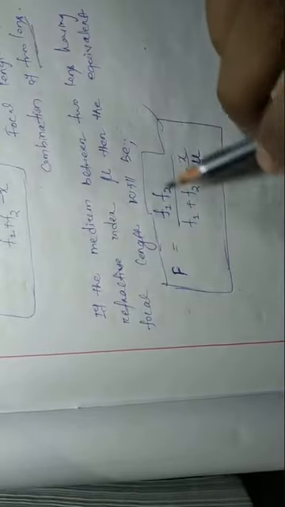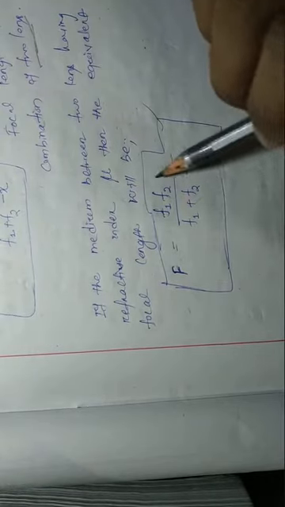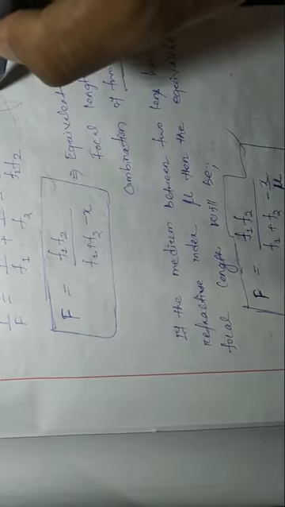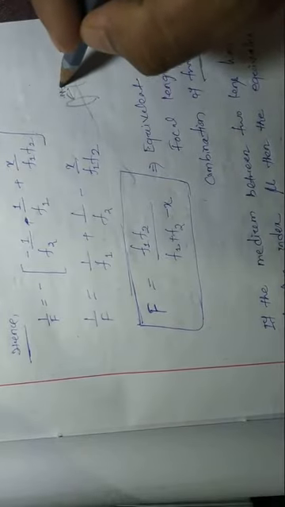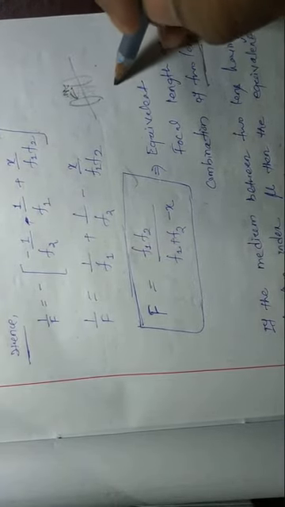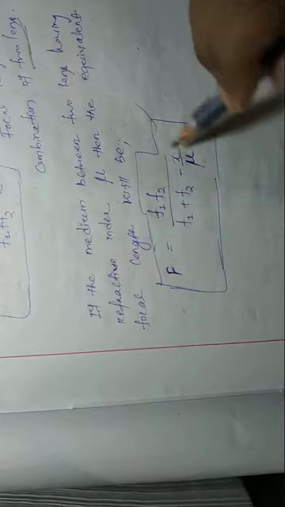The formula is F1 into F2, the product of the individual focal lengths, divided by one focal length plus the other focal length minus x, which is the separation between the two lenses, by mu. If a medium of refractive index mu is present between the two lenses, then it will be mu. If air is present, mu is equal to 1, then it is F1 plus F2 minus x. So this is the equivalent focal length of the combination of two lenses.